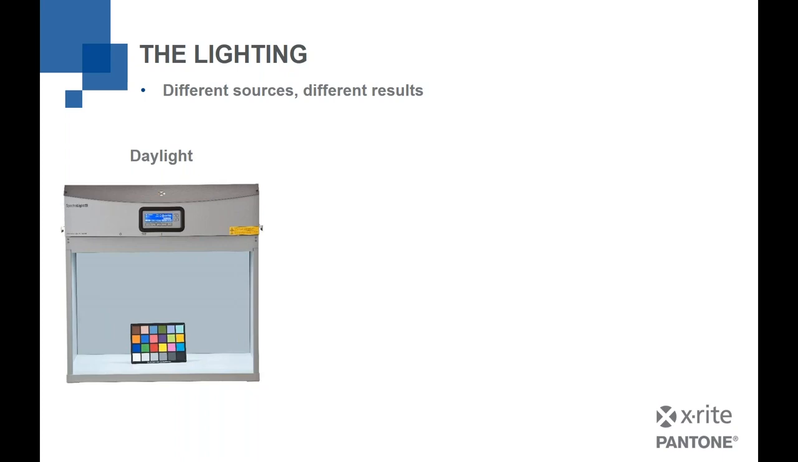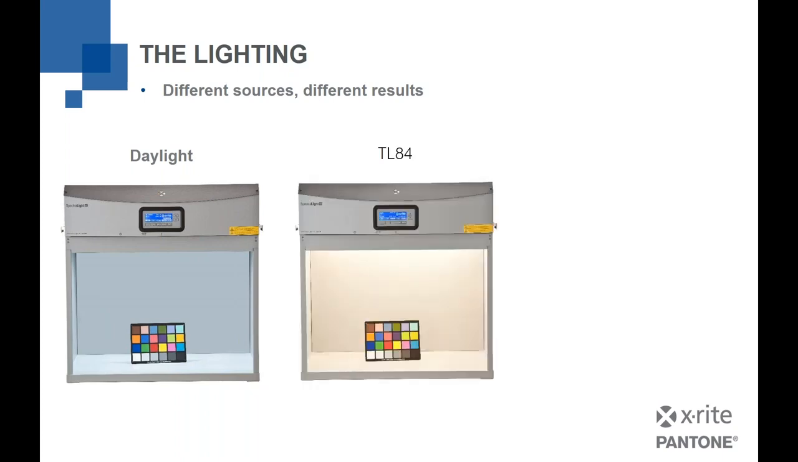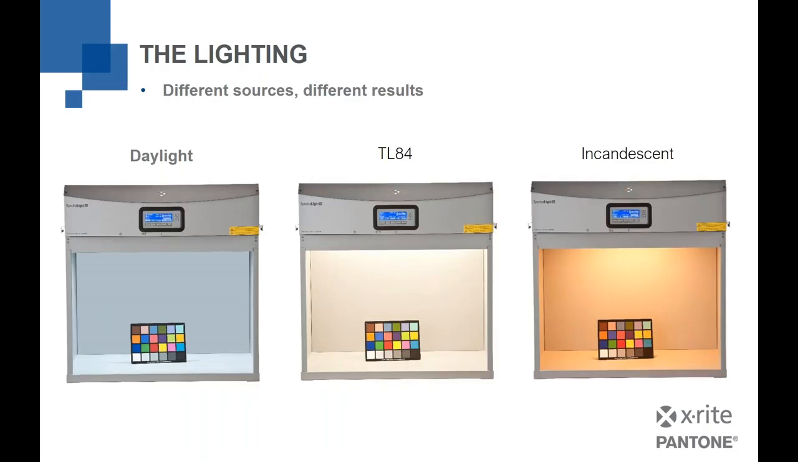So we've taken a picture and then we've literally just turned on different lights. We went from having a daylight illuminant turned on to TL84, which is a kind of fluorescent light, to an incandescent light. And again, we can see the difference here. It's a bit more controlled than looking at a picture of a room.